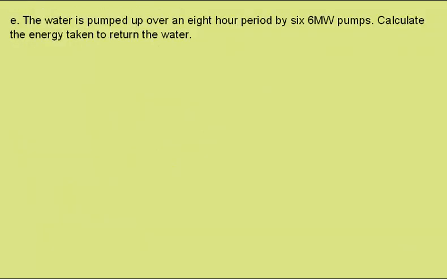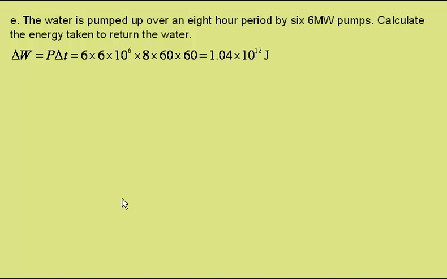Part E. The water is pumped up over an 8-hour period by 6 6-megawatt pumps. Calculate the energy taken to return the water. Well, energy transferred is equal to power multiplied by time taken. The power is 6 pumps, each of 6 megawatts, multiplied by 8 hours, each of 60 minutes duration, each of which is 60 seconds. This gets our time into seconds, giving an energy transferred of 1.04 times 10 to the 12 joules.